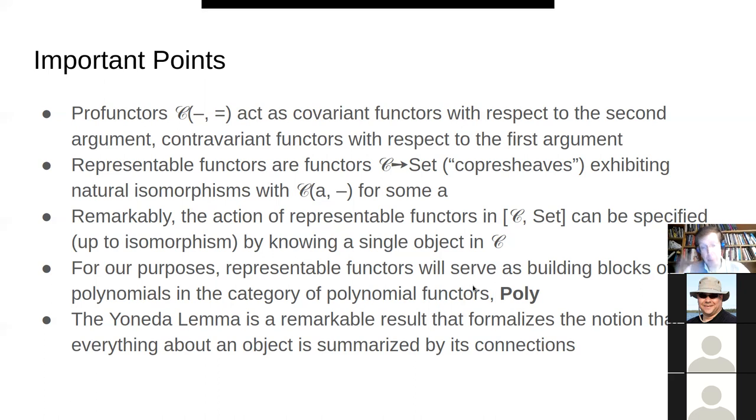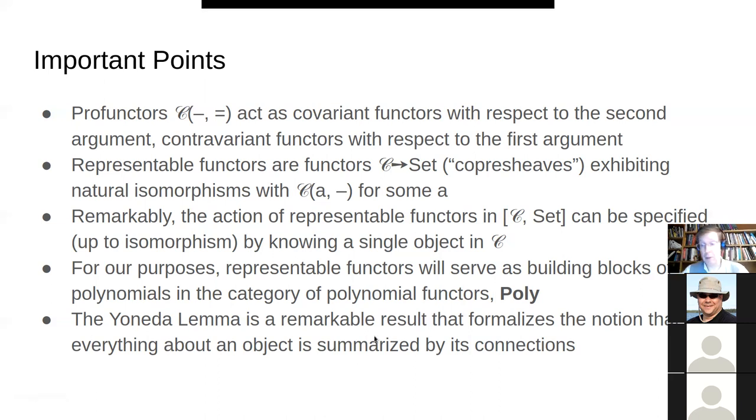And it turns out that representable functors are really important. For us, more immediately, later this lecture, they're going to serve as the building blocks for these polynomial functors. The polynomial functors are going to be adding together representables, just like in high school, you added together x squared plus x plus one. Each of those terms, like x squared, x, and one, are going to correspond to representable functors. They're going to be things from a given fixed A to different possible objects, or different possible sets in this case.